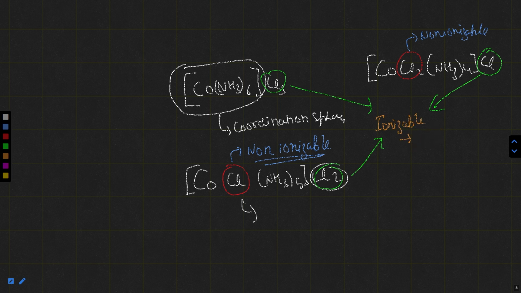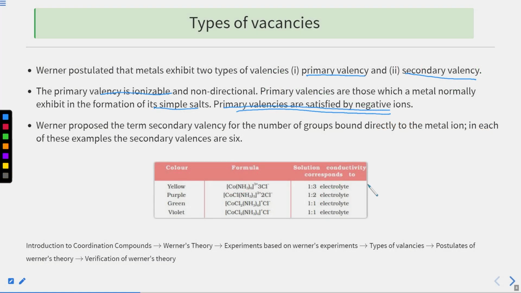And they are the one which are satisfying the primary valency. Okay, clear? Now here is an experiment, which we will discuss in more detail later on. It was seen that on dissolving this in solution and passing electricity, the electrolyte ratio was found to be in this fashion: 1:3, 1:2, 1:1, and 1:1. So we'll see the reason of it.